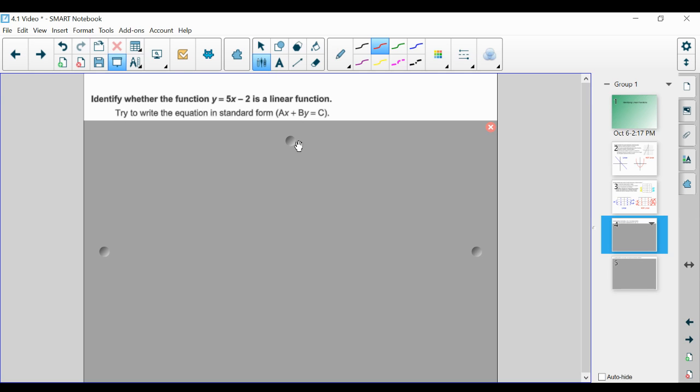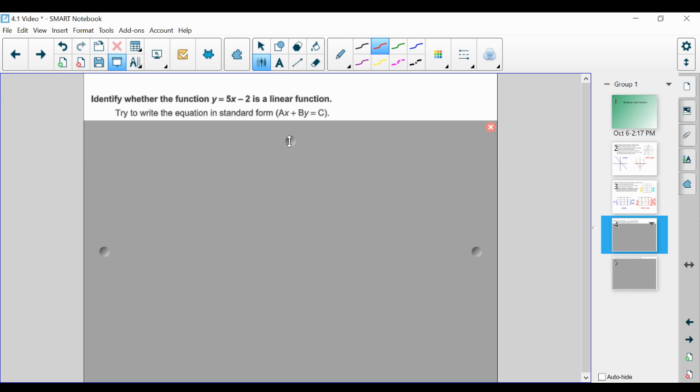Notice that A, B, and C are capital letters because those are what are going to be called the constants or the coefficients. So A and B are the coefficients of our x and y variables. And C is going to be what's called the constant, but those are going to be replaced with numbers. We want to make sure we can change whatever linear function we have into standard form to confirm it's going to be a linear function. Again, A, B, and C stand for numbers.